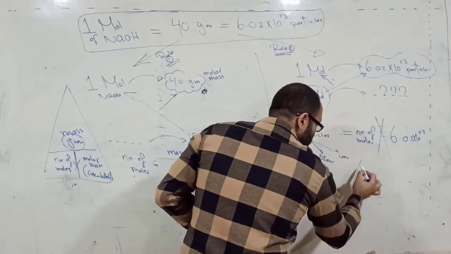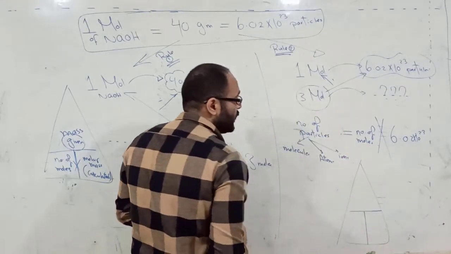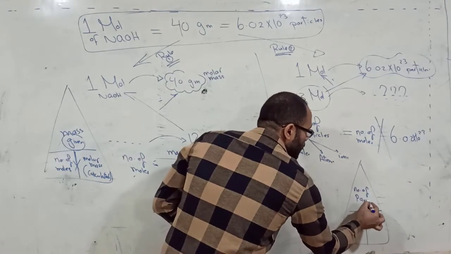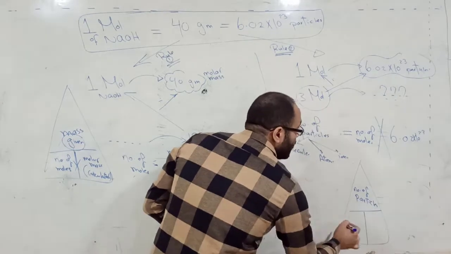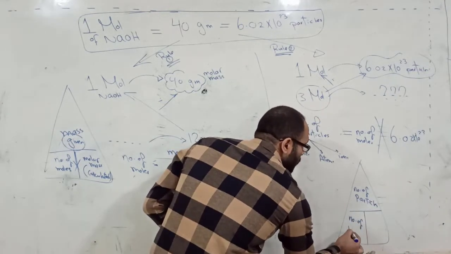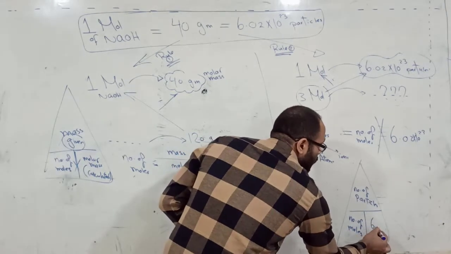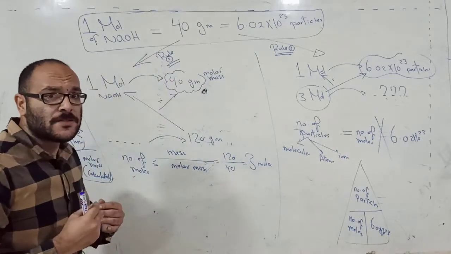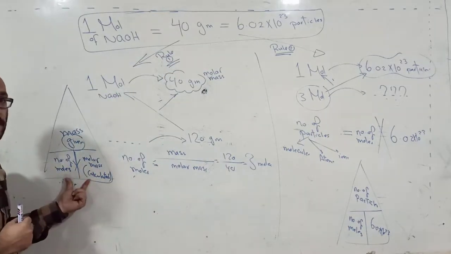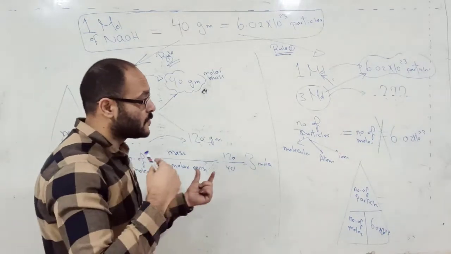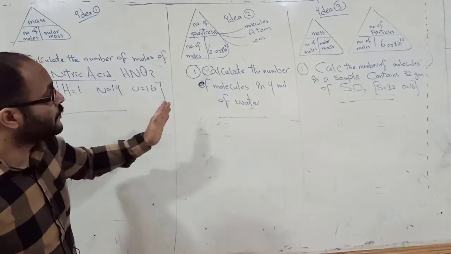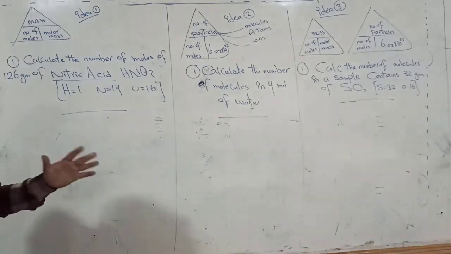And we can make the second magic triangle. Number of particles here, and number of moles, and 6.02 times 10 to the power 23. Now we will answer some problems depending on the first rule, then we will answer some problems depending on the second rule. Okay? Here we have 3 different problems with 3 different ideas.